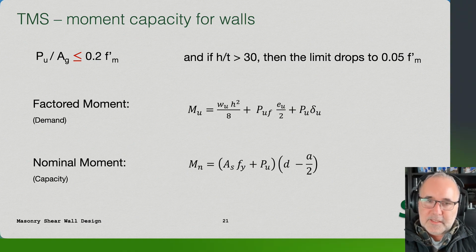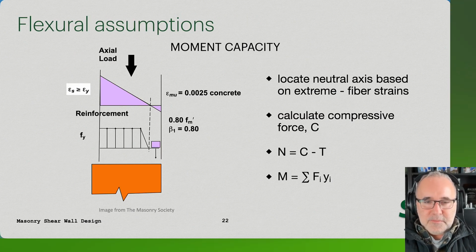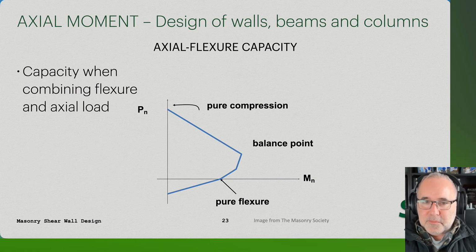And so again, looking at the equations and diagram, you can see the sum of the forces needs to equal 0 for the moment capacity, with tension and compression having to equal some net force. And again, all of this is coming from the Masonry Society code book, the TMS code book. We can actually determine what the overall axial flexural capacity equation would look like.